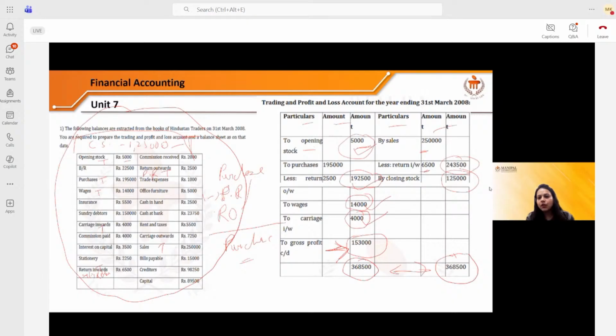Okay, Rashid is asking on what basis you identify the item entry for the trading account. As I already discussed in the previous lecture, and I have shared the list as well, what transactions come in the trading account and what items come in the profit and loss account. In the trading account, direct expenses are included on the debit side, and direct income is considered on the credit side of the trading account.